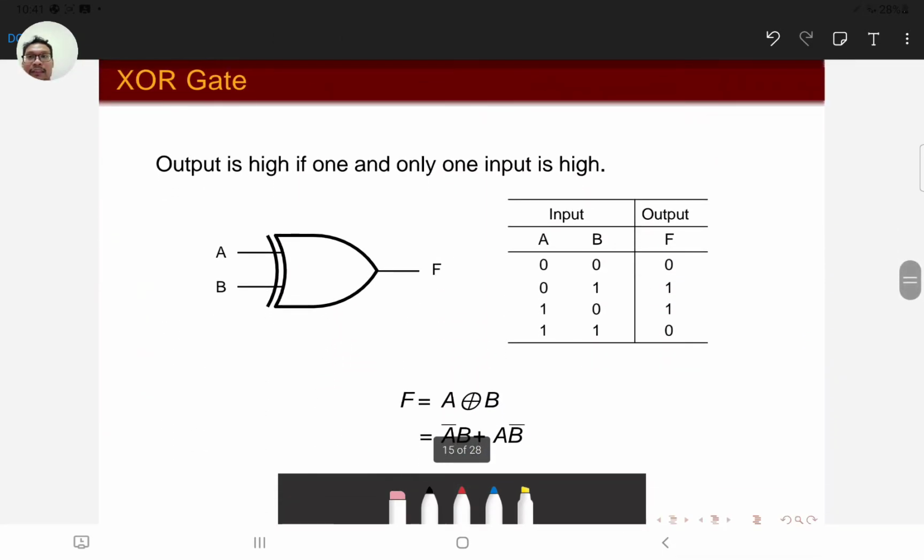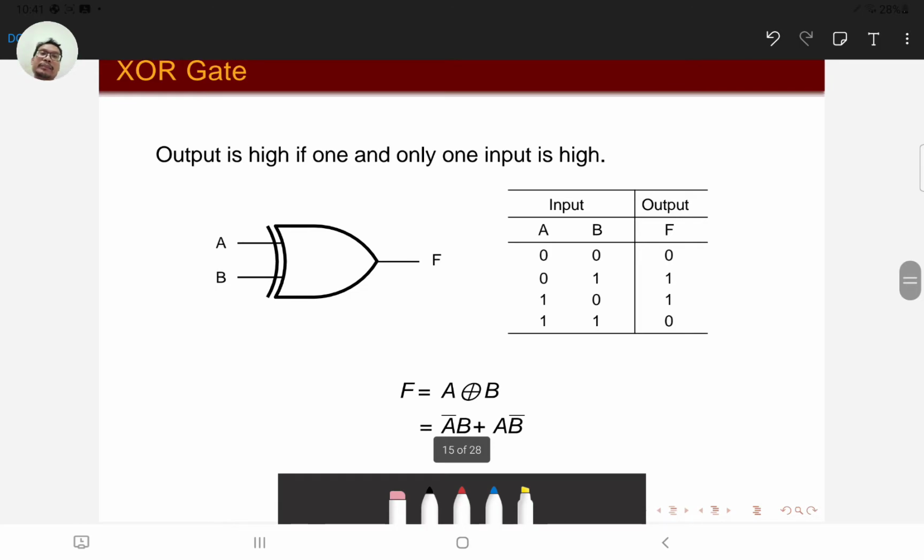Okay, and let's have a look at another important gate. Besides the NAND and the NOR, the XOR is also very, very important and widely used. This is the symbol, so it looks like an OR gate, except that we have another curved bar there. That is the symbol for an XOR gate.